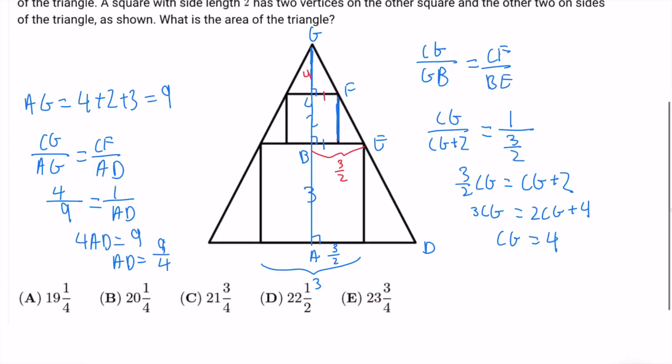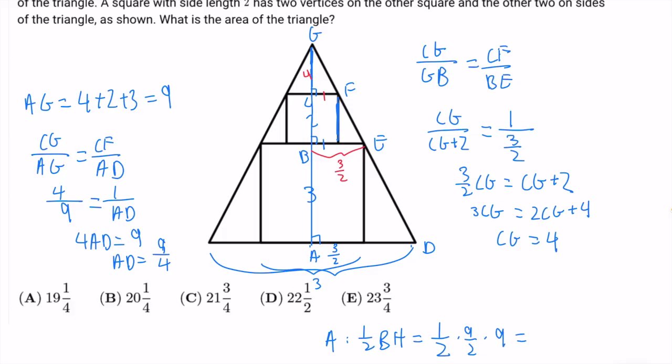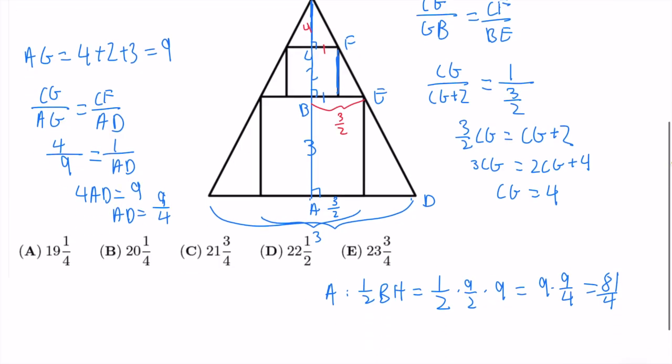So now we can solve for the area of the triangle, which is 1/2 base times height. The base would technically be this whole length right here. We know that AD is 9 over 4, so the base is 9 over 4 times 2, which is 9 over 2, and then times the height, which is AG, which is 9. So it will just be 9 times 9 over 4, which is 81 over 4, and that is equal to 20 1/4. So the answer is B, 20 1/4.